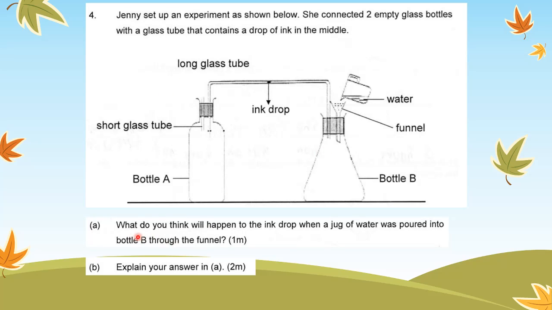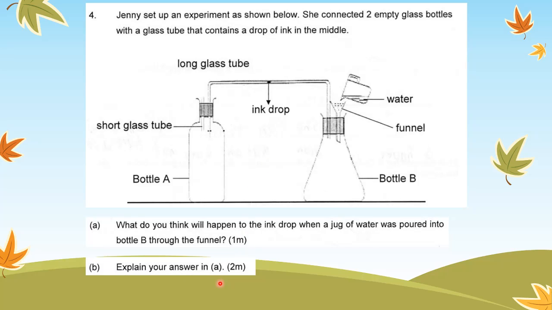So what do you think will happen to the ink drop when a jug of water was poured into bottle B through funnel A? The ink drop will move towards bottle A. Okay, answer for A. The ink drop will move towards bottle A.